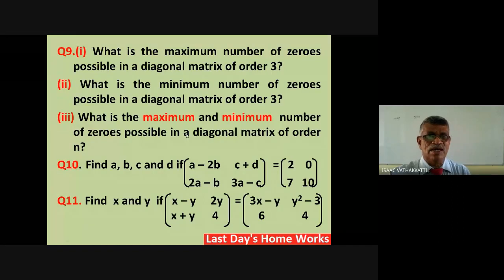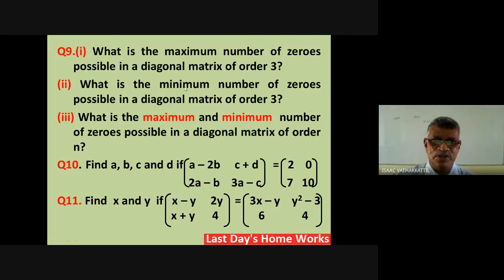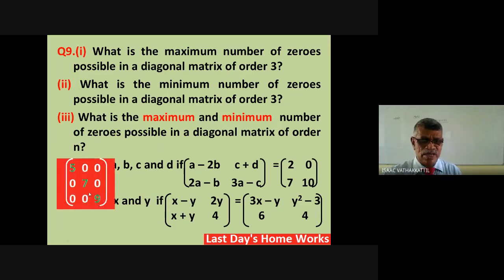So I wanted to discuss a few questions from yesterday's. First of all, question number 9. What is the minimum number of zeros in a diagonal matrix of order 3? A diagonal matrix is essentially a square matrix of order 3. There are 9 elements, of which 3 are diagonal elements and the remaining 6 are non-diagonal elements. So all the non-diagonal elements must be 0.